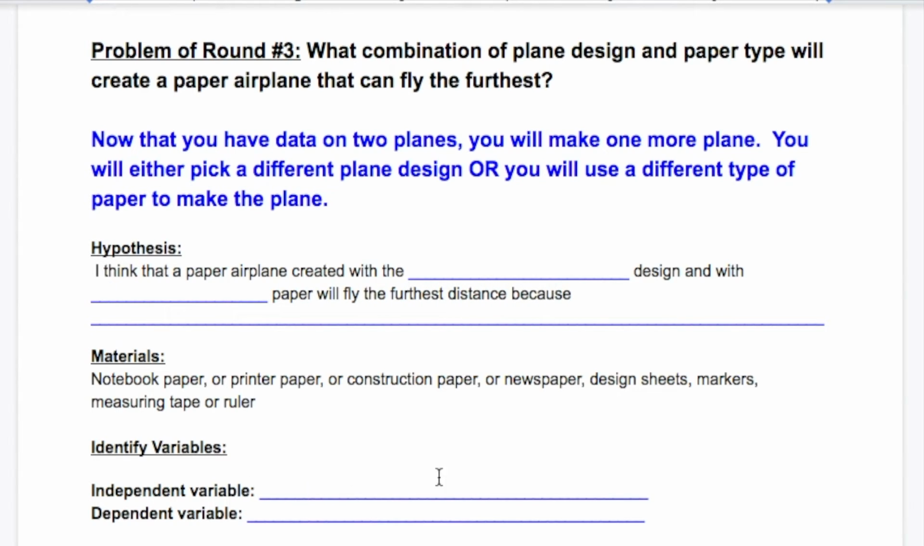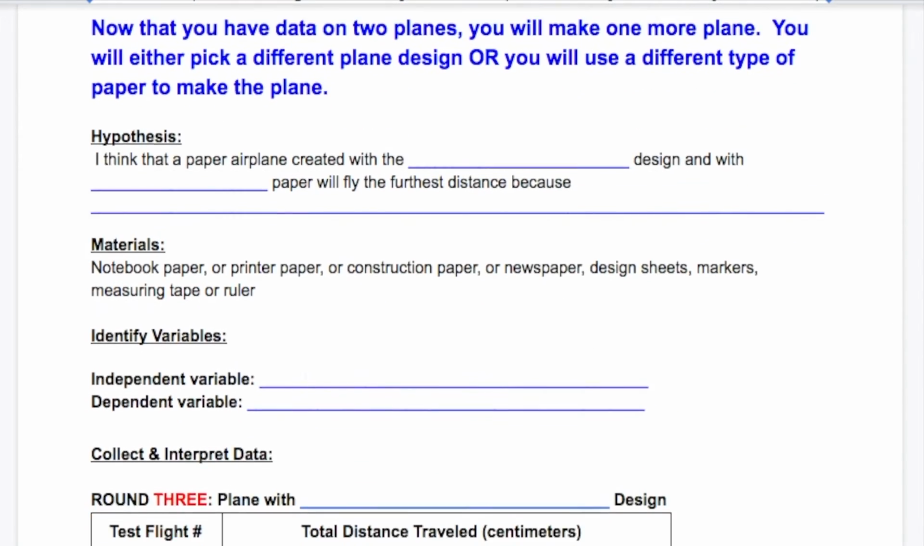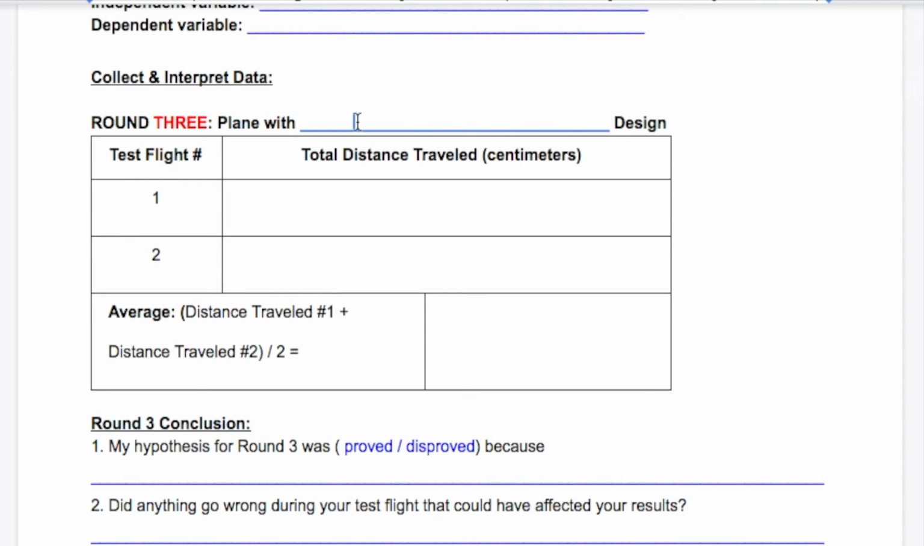I'll give you a hint. What's changing in this round is the same as what changed in the last round, and it might also be the paper. If you're changing the paper, then the paper will also become an independent variable. All right, so again, here I'm going to write what I'm testing.